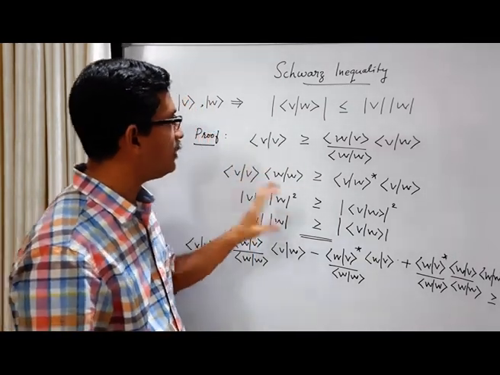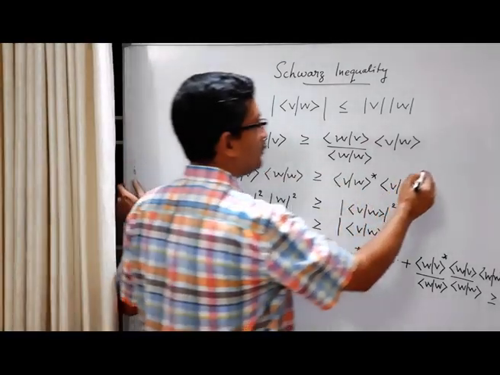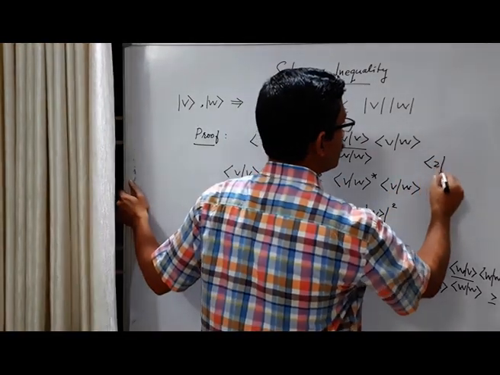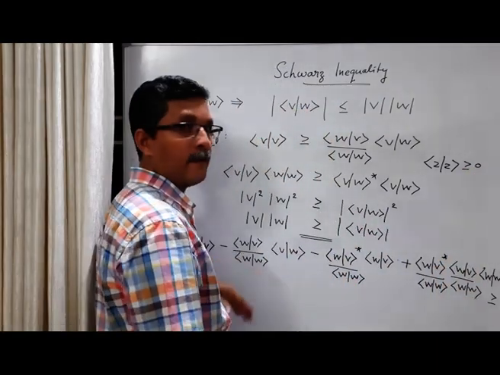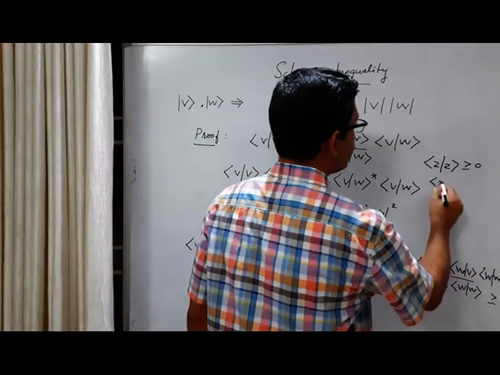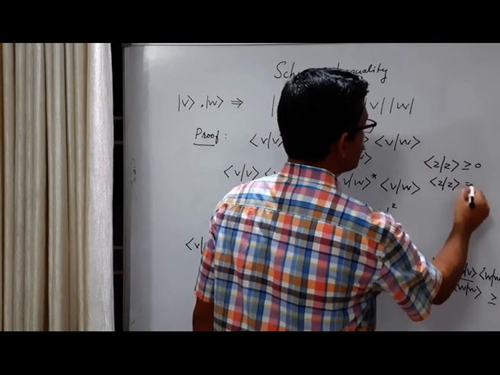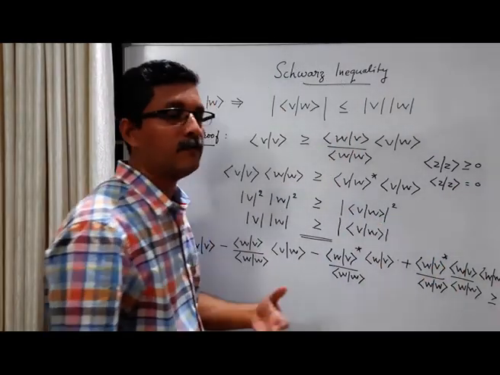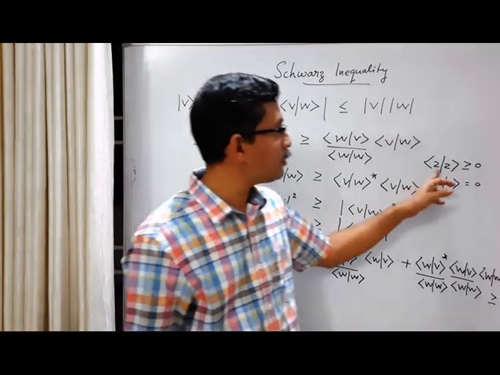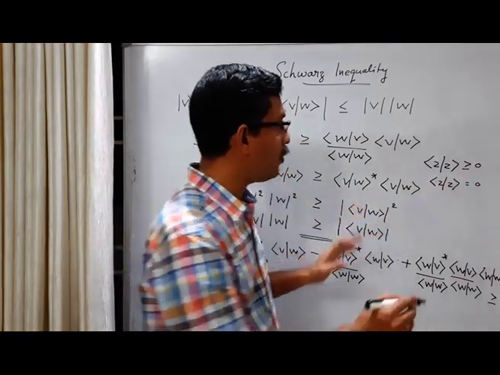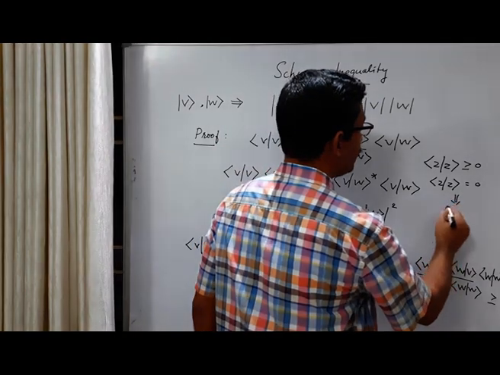See, this inequality comes from the step that we have taken. Okay, the inner product of Z with itself is greater than or equal to 0. So the equality comes when the inner product of Z with itself is 0. But we know from the second axiom of inner product that the inner product of a vector with itself is 0 only when the vector itself is 0.